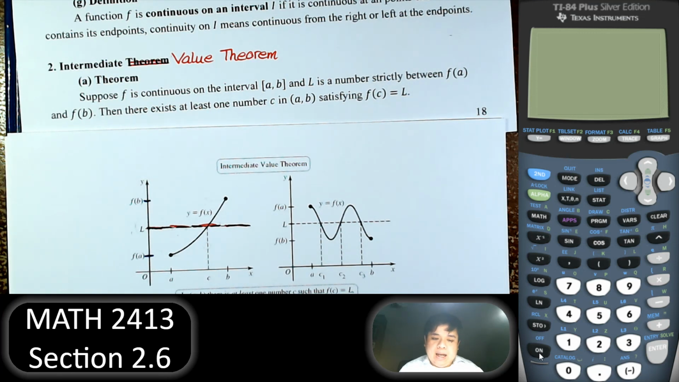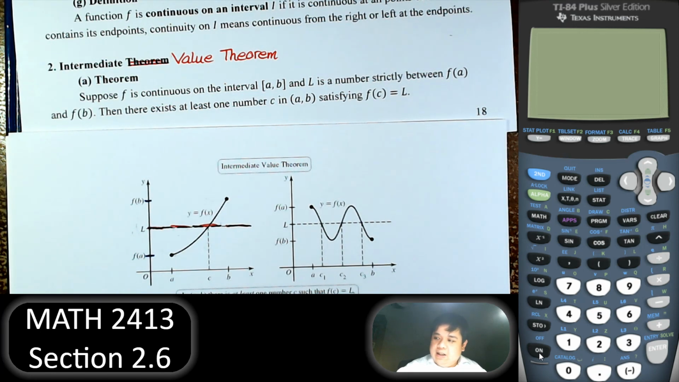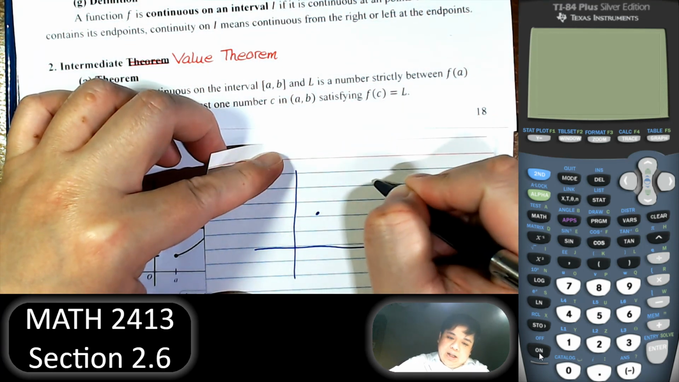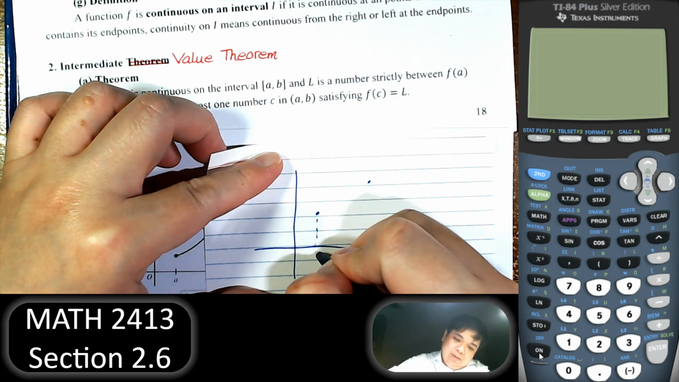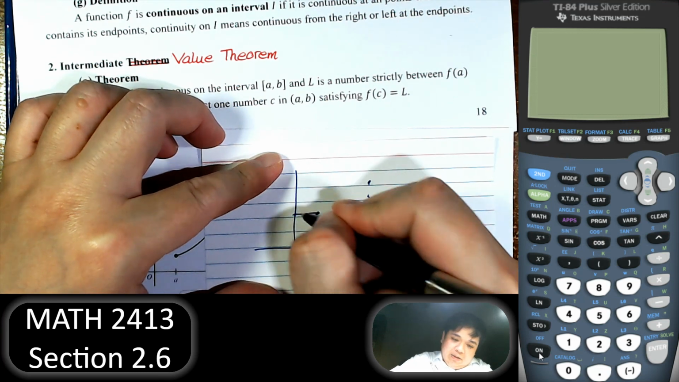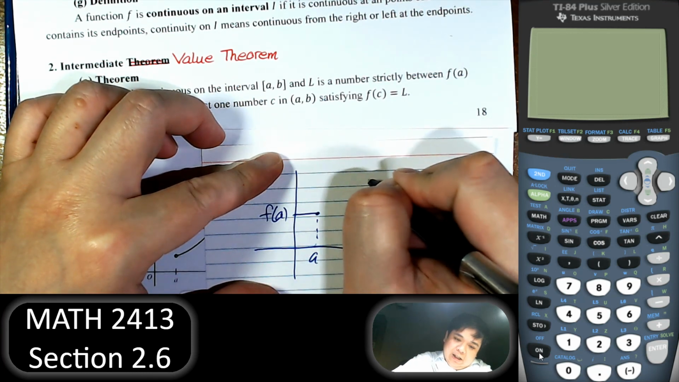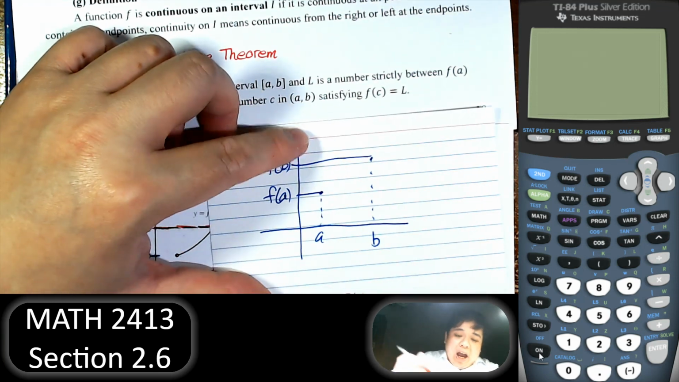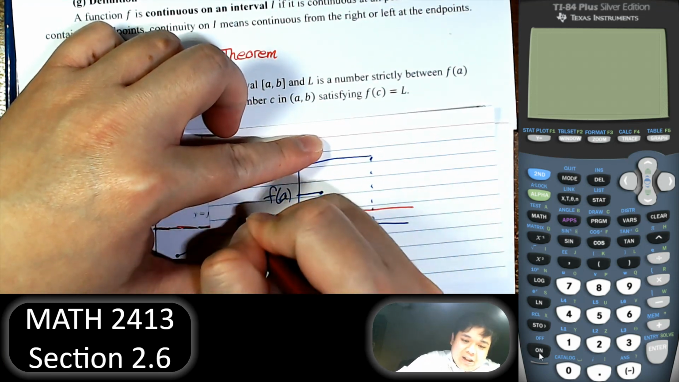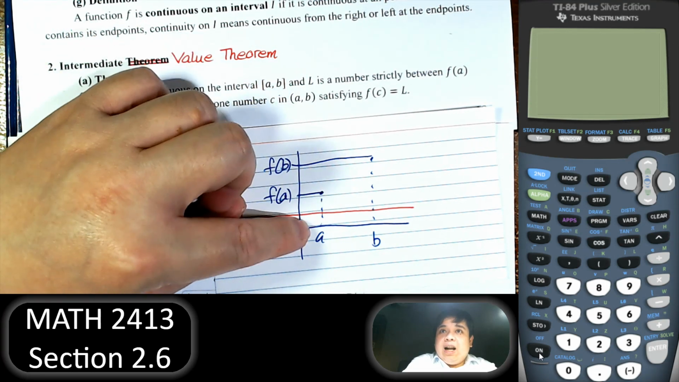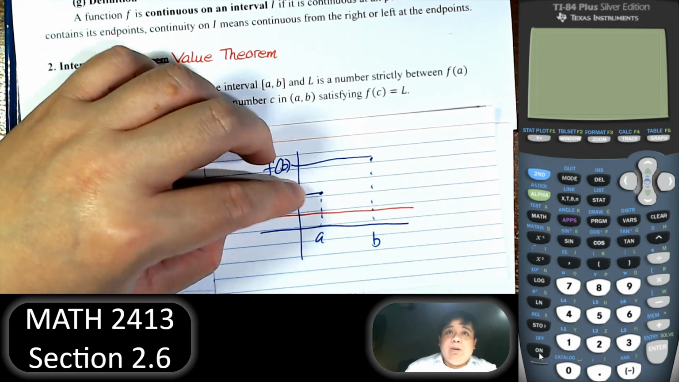Right. Now, let's say the function is continuous from A to B still, and there's a function f of A and f of B. If we have a line here, then the function may or may not cut the line. The graph may or may not cut the line.